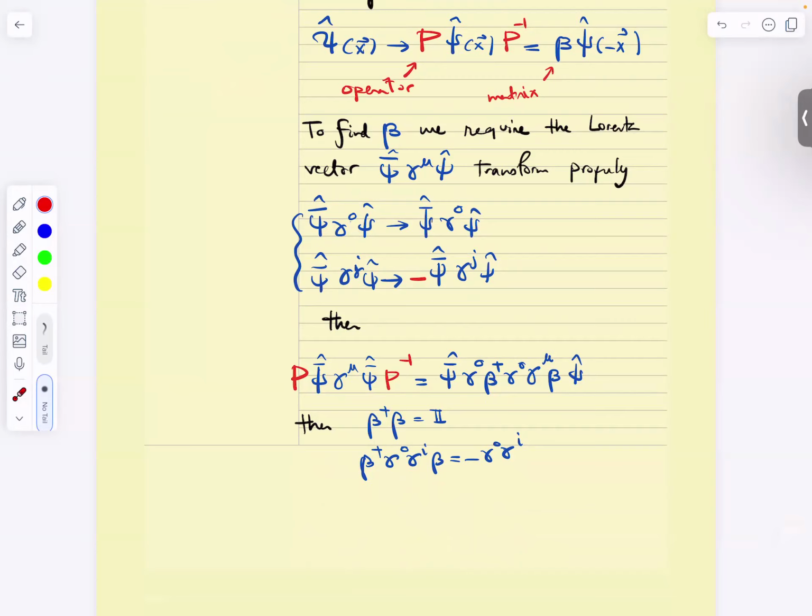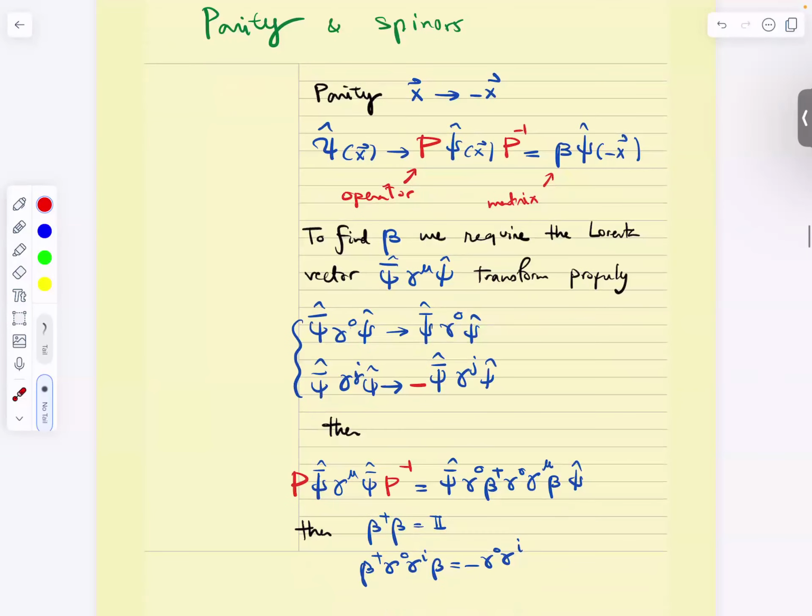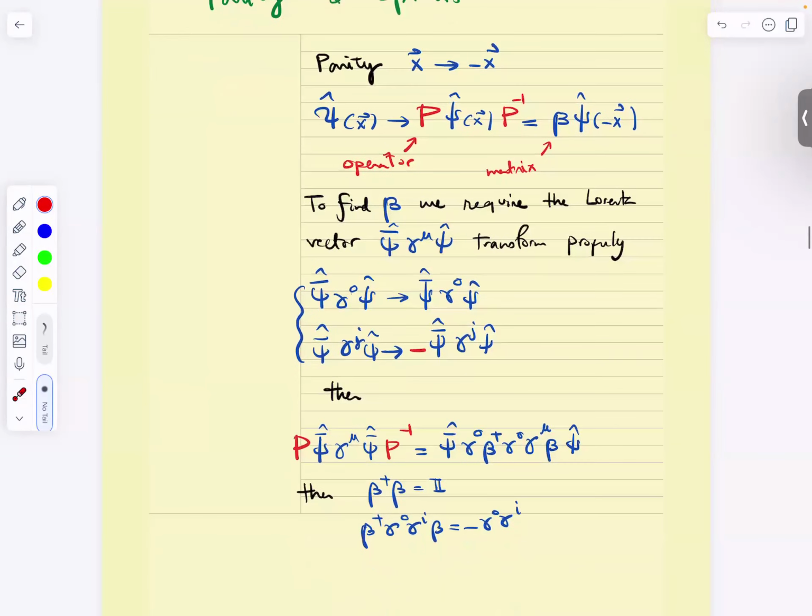Okay. Now, the next step is P and T. We define what P and T are, but not the action of them on the spinors. So we have to define what the right-hand side of this is. So we're after these.